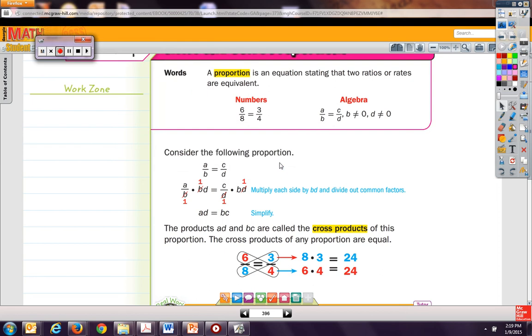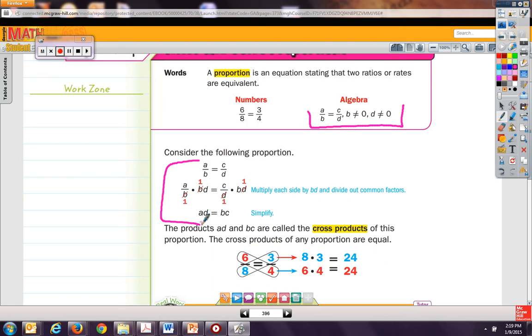Okay, we are talking through lesson 6, and that is solving proportional relationships. At the top of this page, on page 396, it gives you the vocabulary for a proportion, and it is an equation stating that two ratios or rates are equivalent. Now, this algebra way of writing it with the letters gets confusing here.